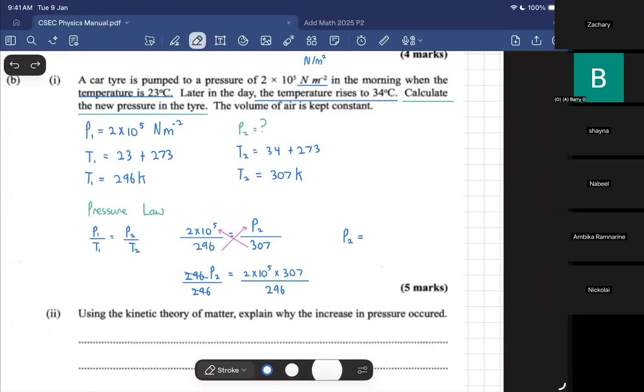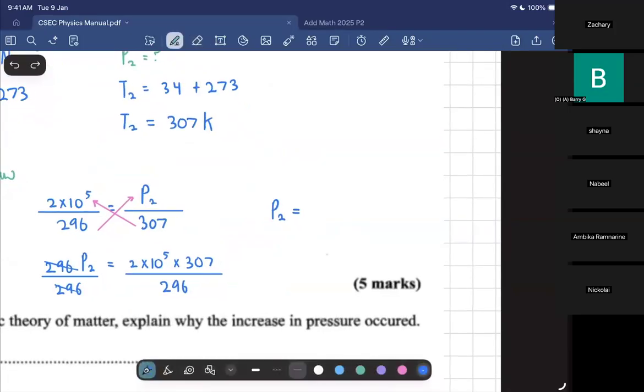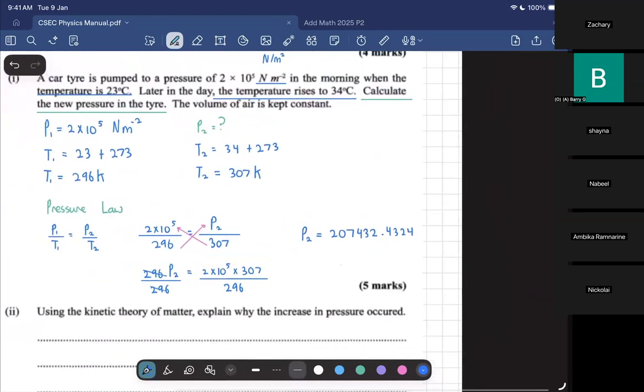That's incorrect, because when I plug it into my calculator, I'm getting 207,432.4324. And the units for that would be what? What was the unit for the initial pressure? Newtons per meter squared, because it was m minus 2. You can write newtons slash meter squared, or you could write N m minus 2.